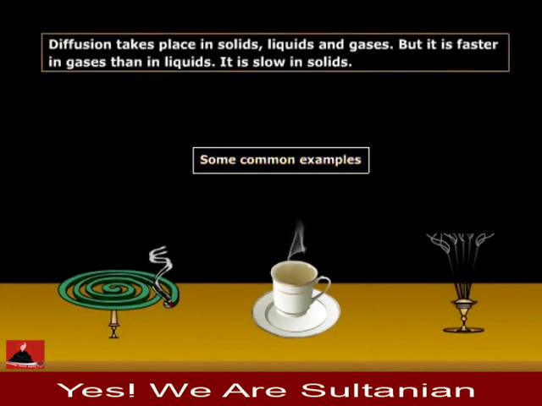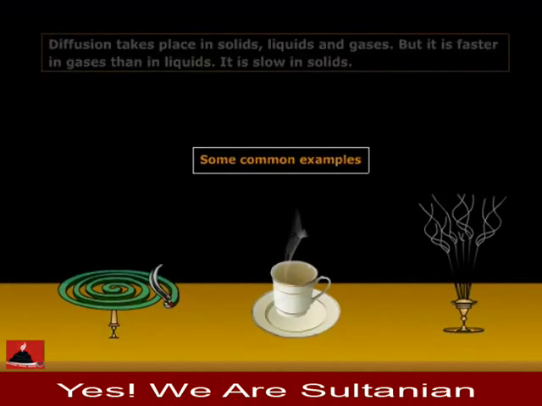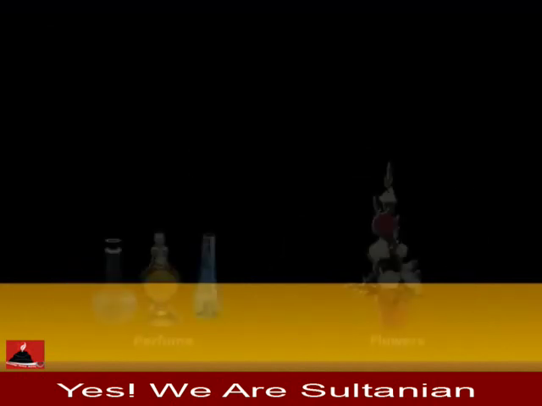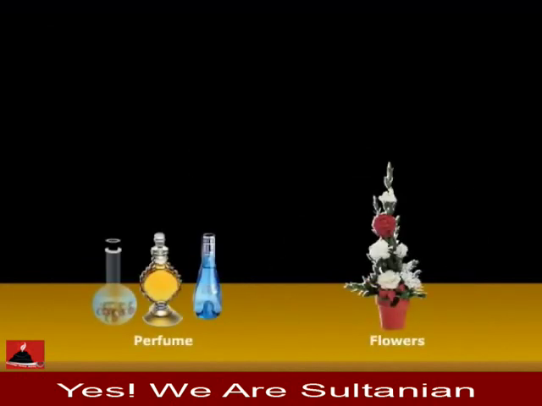Diffusion takes place in solids, liquids, and gases, but it is faster in gases than in liquids. It is slow in solids. It is because of diffusion that you are able to get the fragrance of perfumes and flowers.